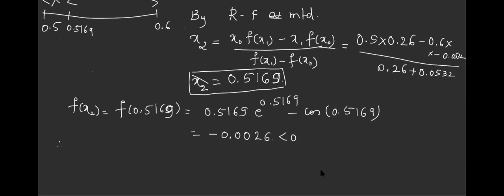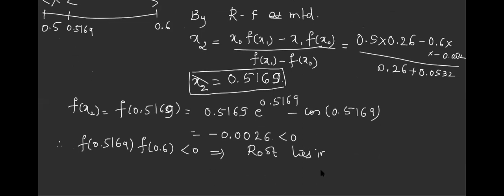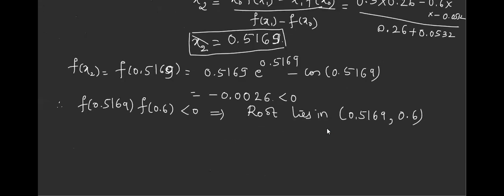Therefore, f of 0.5169 and f of 0.6, if you take, then only the product is negative. This implies root lies in 0.5169 comma 0.6. Now what is to be calculated? After x2, we should take x3. Help me in writing this.